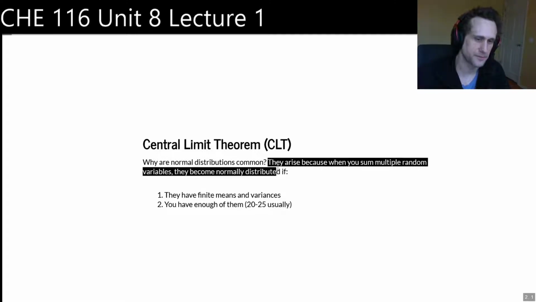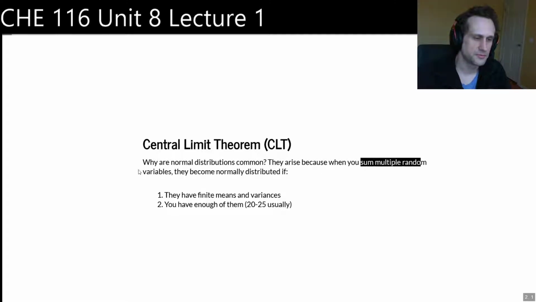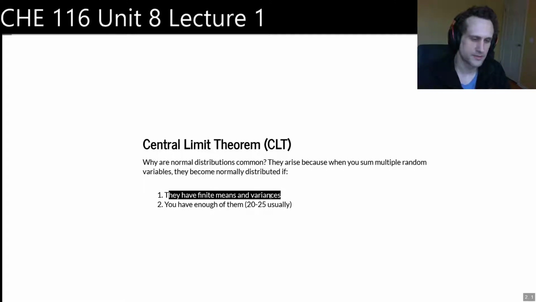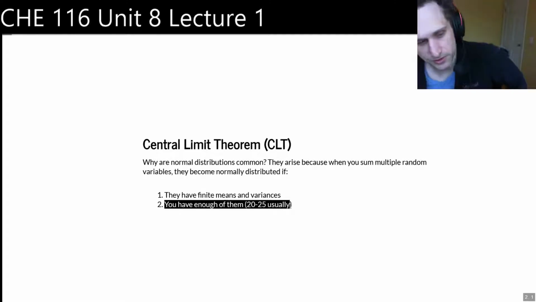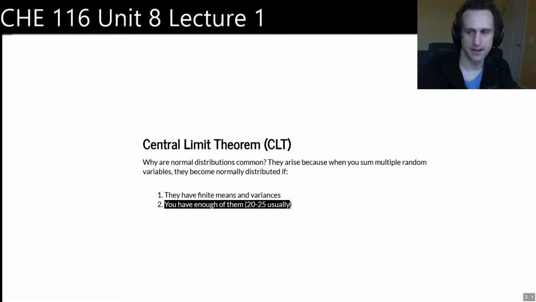And so here's the central limit theorem. When you sum multiple random variables, they become normally distributed if they have finite means and variances, and you have enough of them. This is a very low bar to pass. Most of the time when you compute means and variances, they are finite. I think in class, the only time we ever discussed something with an infinite variance was crop yields and stock market prices. Those are two counterexamples. But in general, most things have finite variance. And the other thing is that you have enough of them, and we have this nice rule of thumb that 20 to 25 is enough.